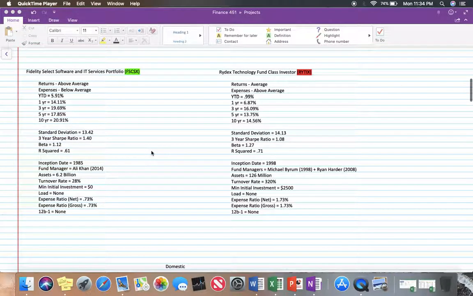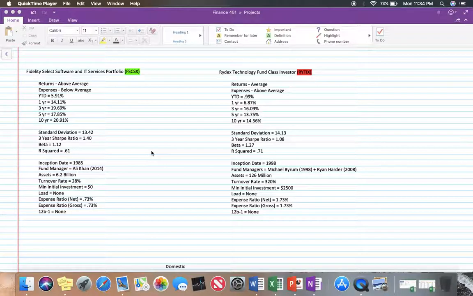Now, if we talk about management, the inception date, or when this fund was founded: the Fidelity Fund was founded in 1985. The Rydex Fund was founded in 1998. So the Fidelity Fund has a much longer track record and much more information and data on it. The fund manager for the Fidelity Fund has been there since 2014, whereas the Rydex managers have been there since the beginning, since inception date, and another manager since 2008.